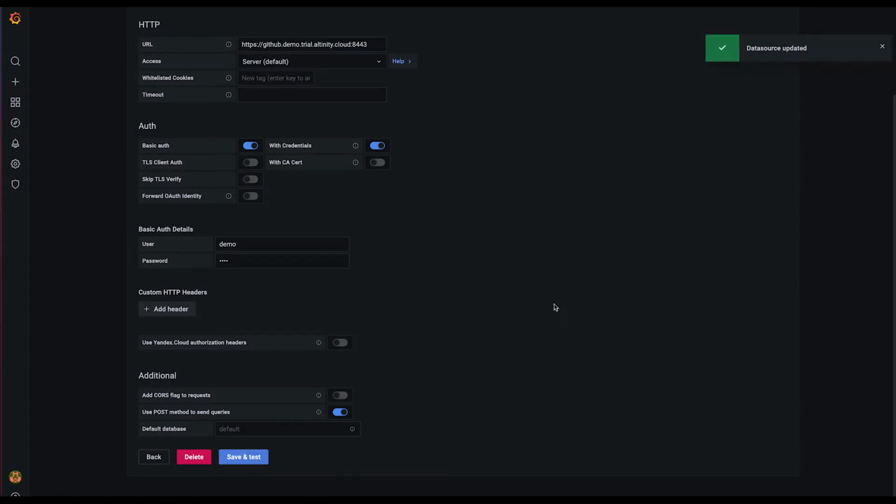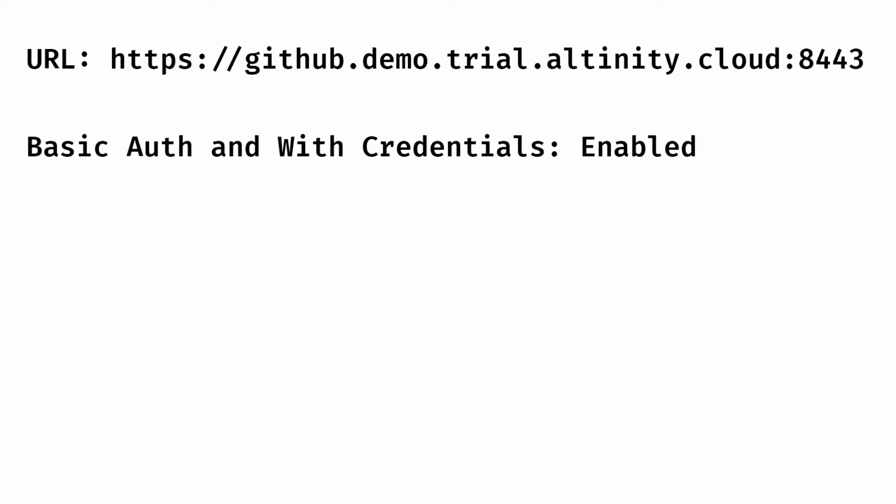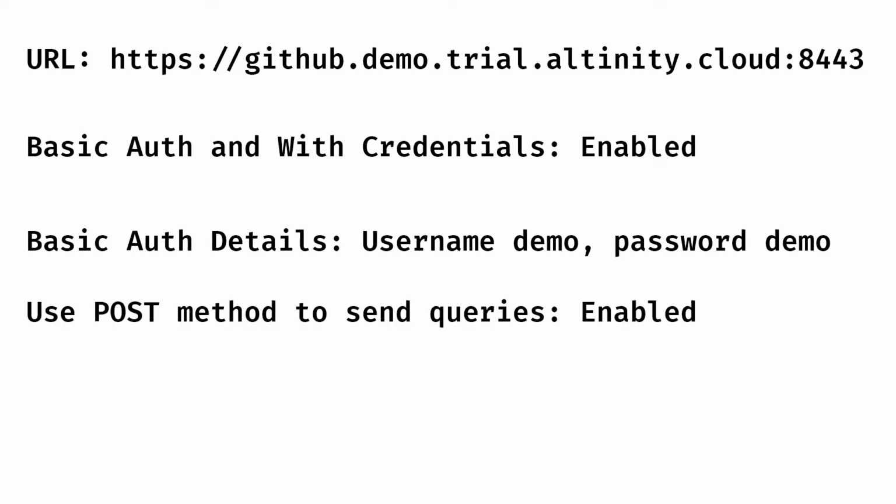For our sample Altinity.Cloud ClickHouse database, we'll use the following settings. URL is HTTPS github.demo.trial.altinity.cloud 8443. Basic auth and with credentials are both enabled. Basic auth details, the username and the password is demo. Use post method to send queries, enabled.